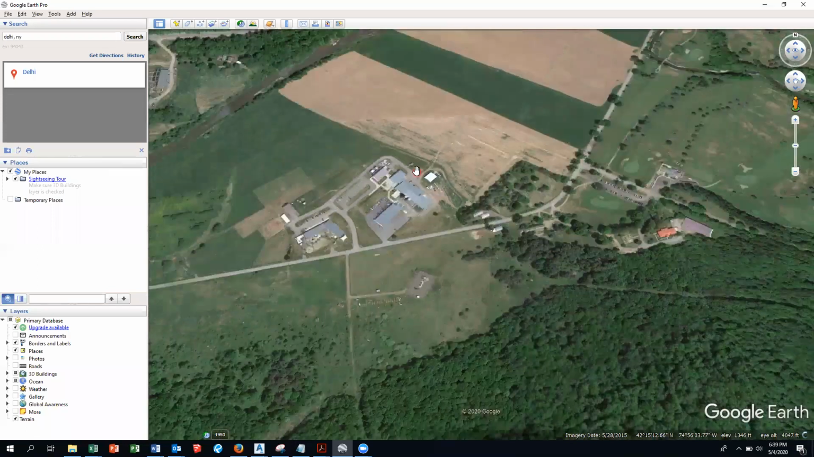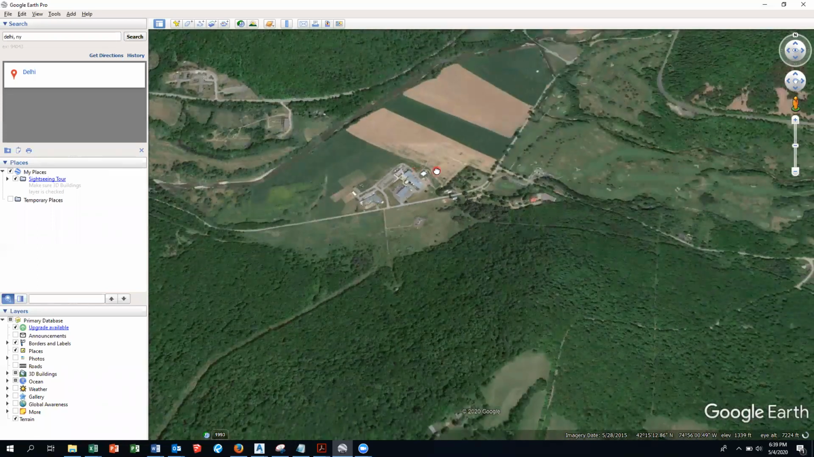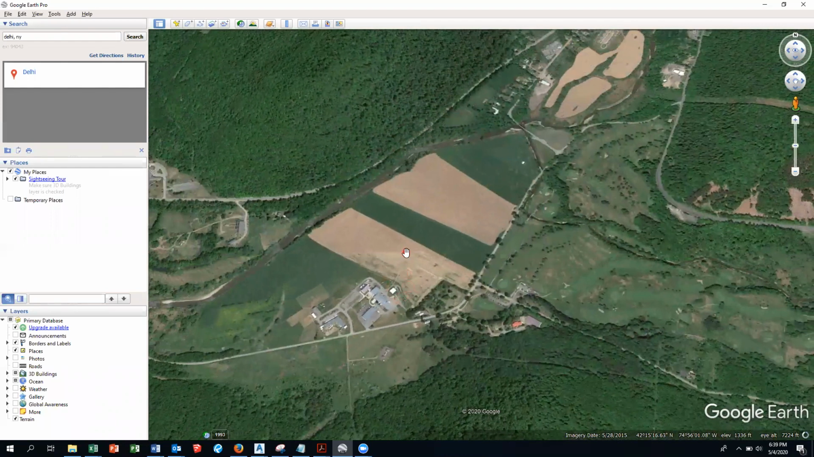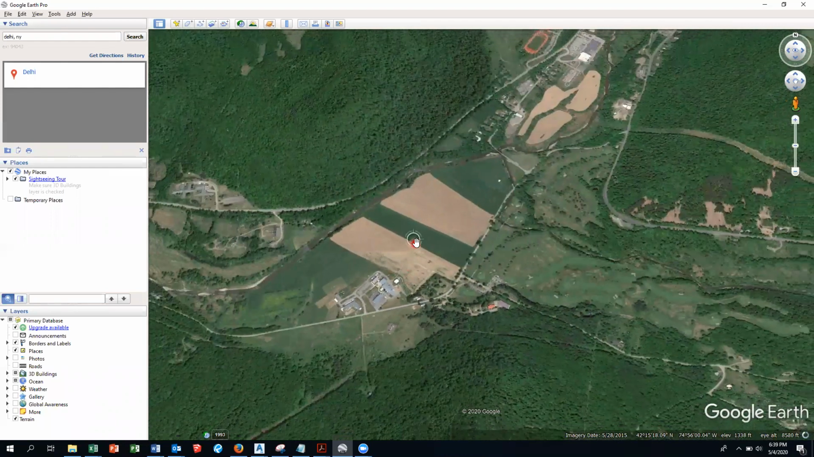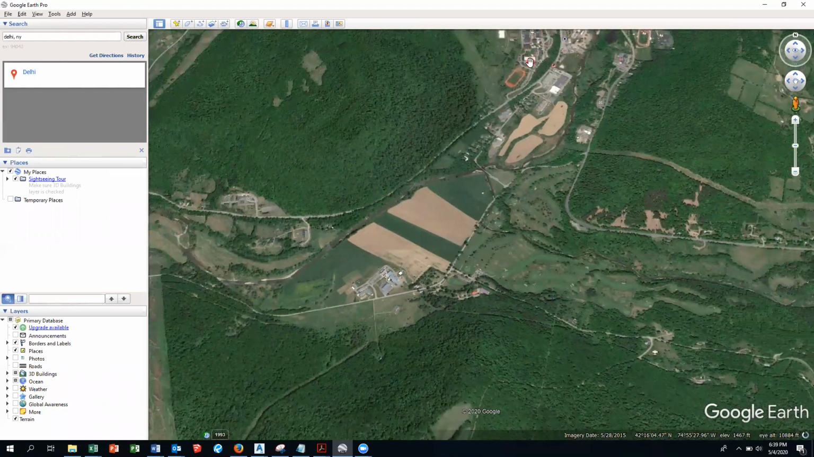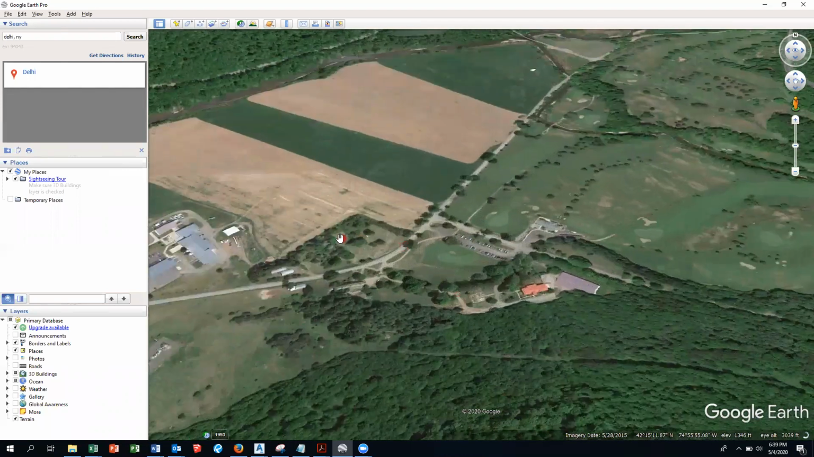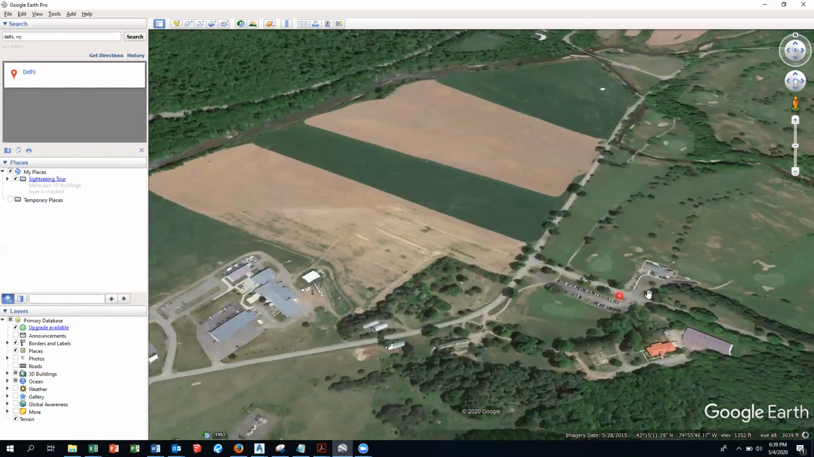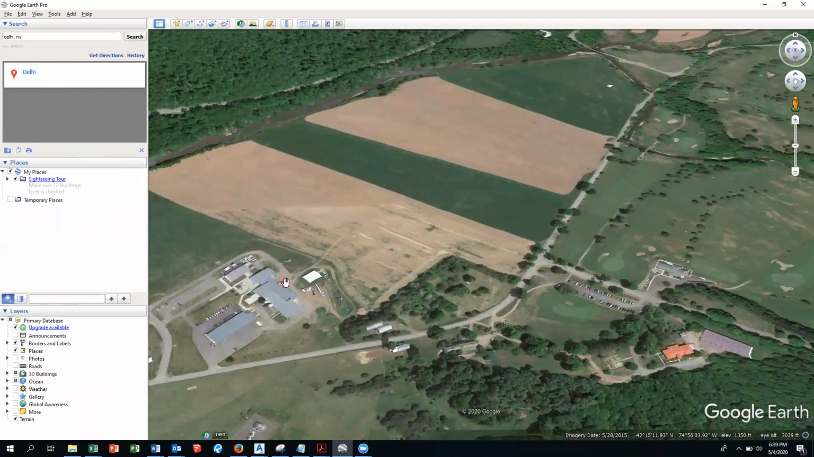So if you kind of get a feel for it, can you see my Google Earth? Okay, there's the soccer field, wall complex and everything. Golf course right here. And so this is the entrance to the golf course, the new clubhouse.